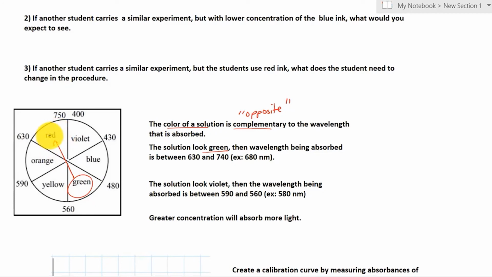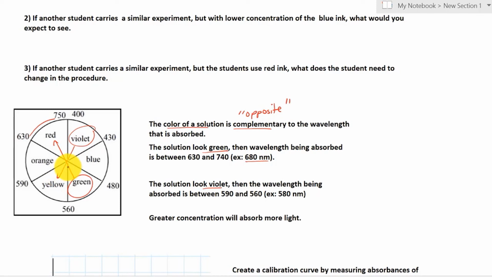So what is the wavelength for red color? That is between 630 to 750. So any light at that specific wavelength will be absorbed by the solution with the color green. Any wavelength between 630 to 740 will be absorbed by the solution. For example, it would be a 680 nanometer wavelength. Where the solution looks violet, where is violet? In this case, right here. And what is the complementary color to violet, which is the opposite? In this case, yellow.